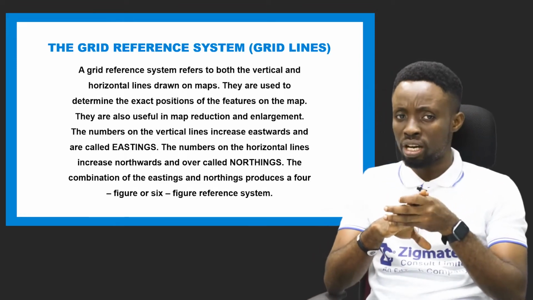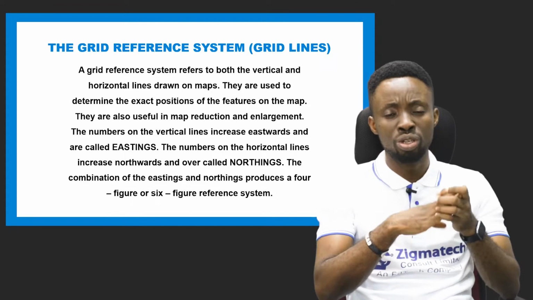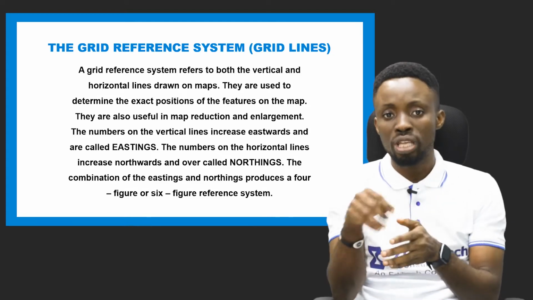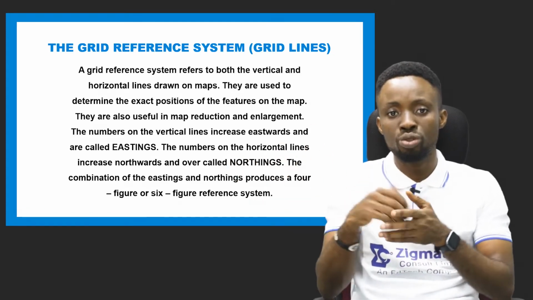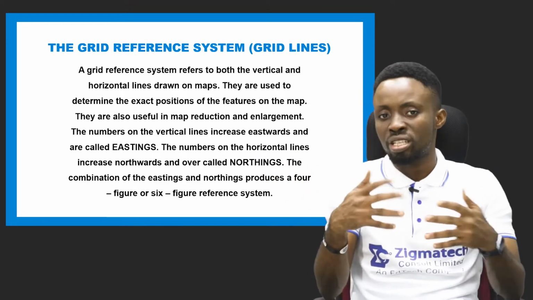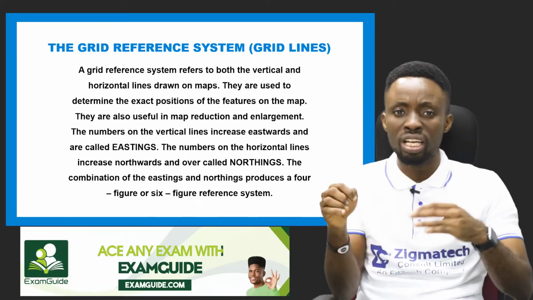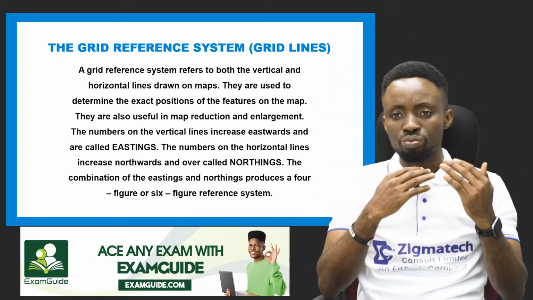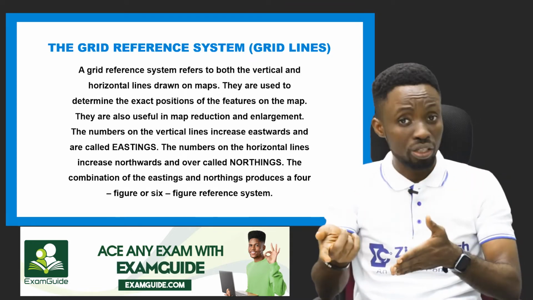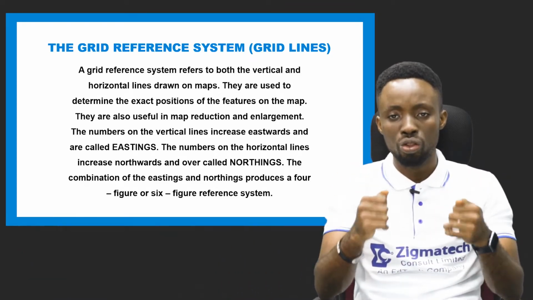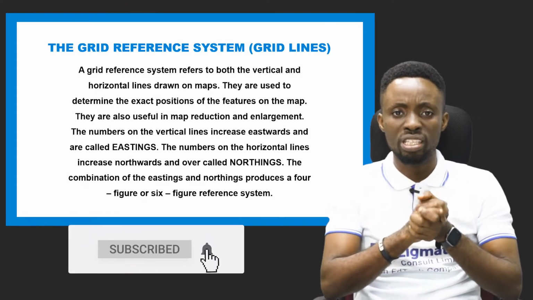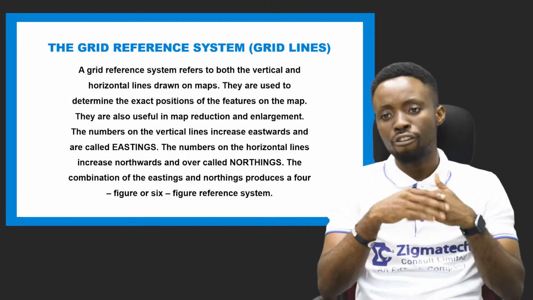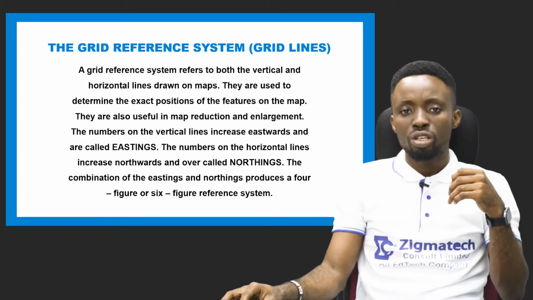Now, why do we call the vertical lines easting? We call the vertical line easting because it moves from the value 0 down to the eastern side of the map. So we read it on the positive x-axis, while the northings are horizontal lines that are drawn upwards till you get to the north. So the vertical lines, we call them easting, and the horizontal lines are called northings. And when we combine these eastings and northings, we have either a 6-figure grid system or a 4-figure reference system.